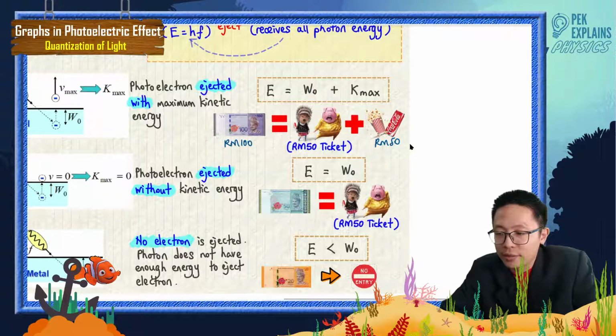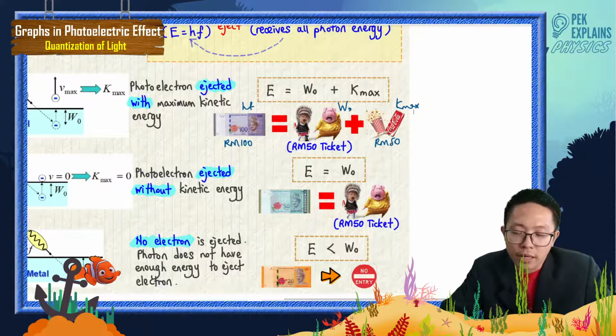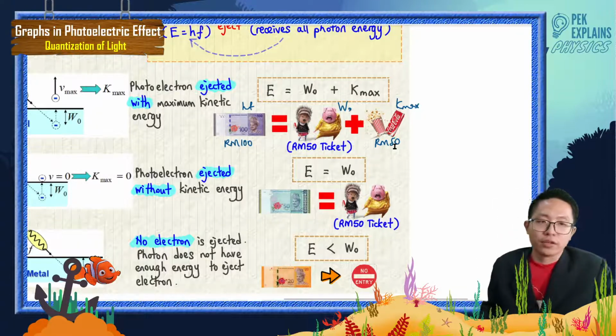This is like your energy of the photon, hf. This is like your binding energy, the work function, and this is the Kmax. The snack is the Kmax. So the ticket now is priced at 50 ringgit, so you have 50 ringgit for your snack.